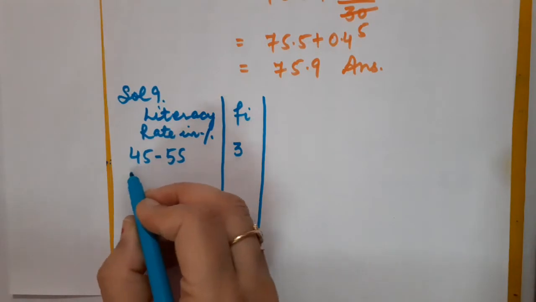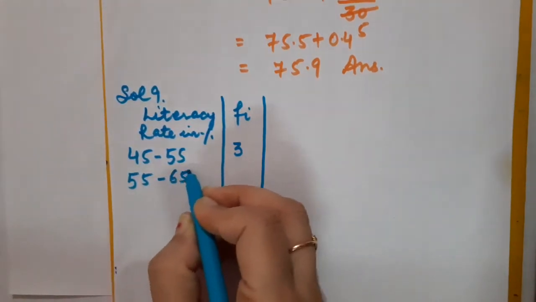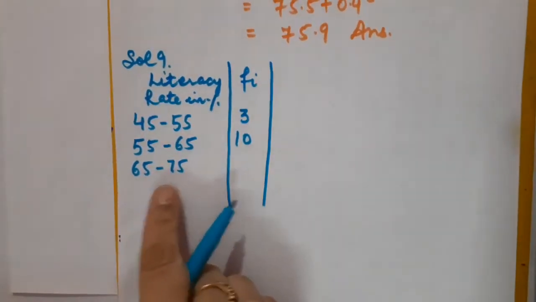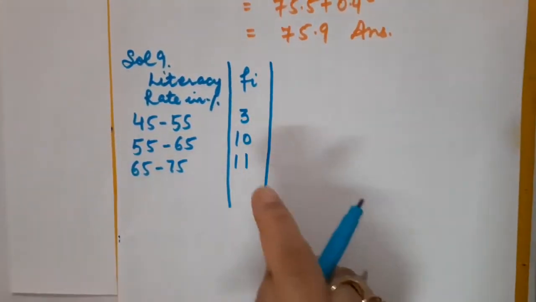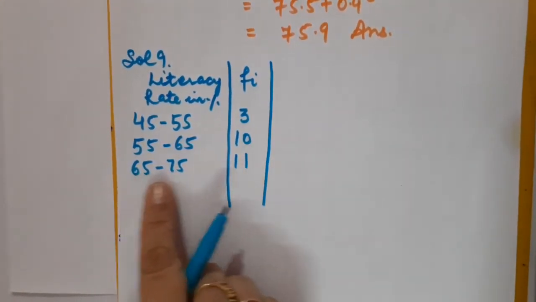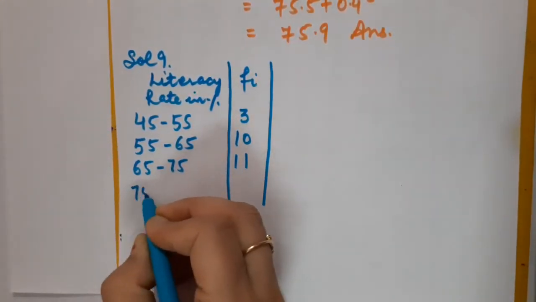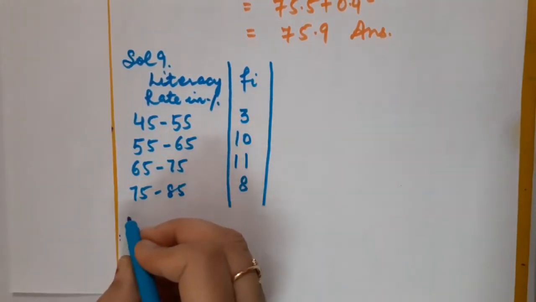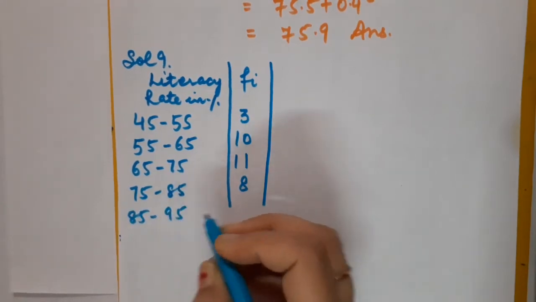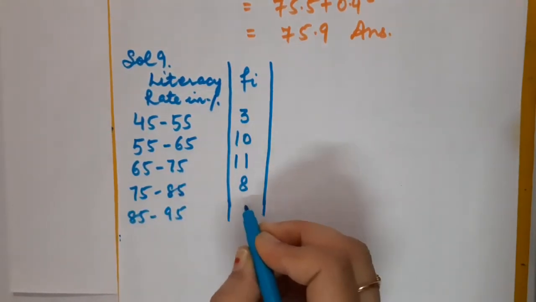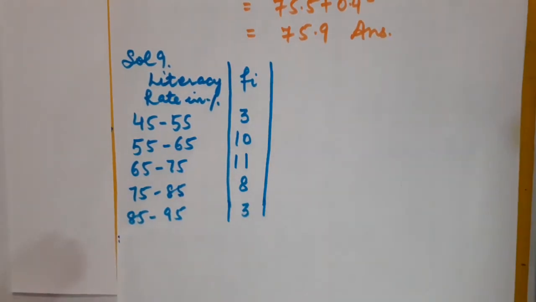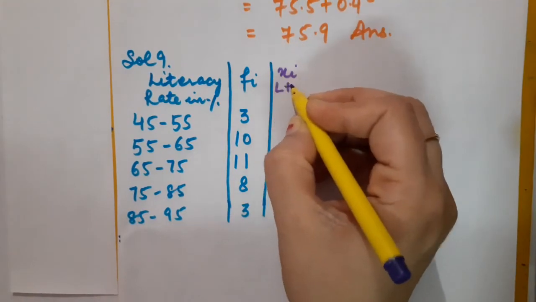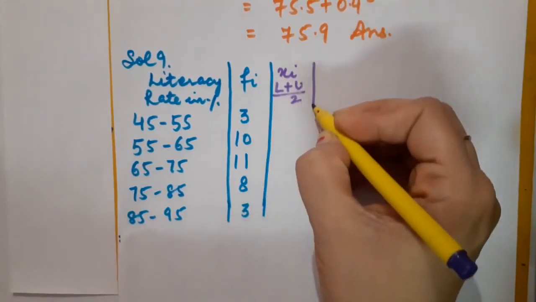Next is 55 to 65. There are total 10 cities. Next is 65 to 75. Total 11 cities are there whose literacy rate is between 65 to 75. 75 to 85, 8 cities. And 85 to 95 are only 3 cities. Correct? So let us calculate class mark, which is Xi, lower limit plus upper limit divided by 2.